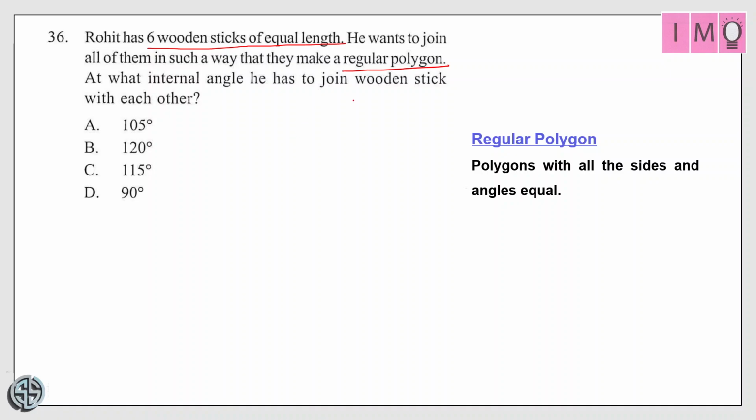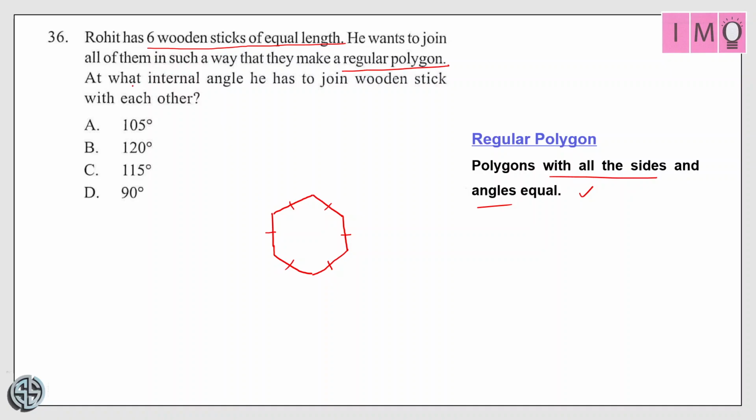And what is a regular polygon? You can see here, a polygon with all the sides and angles equal, means those polygons in which all the sides and all the angles are equal, we call that polygon a regular polygon, right? So definitely for making a regular polygon having 6 sides, it must be a regular hexagon. It must be something looking like that. With the 6 wooden sticks, I will be making a regular polygon like that. There are 6 sides, 1, 2, 3, 4, 5 and 6, and each of them must be equal, and all angles must be equal.